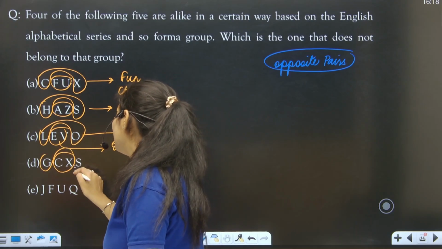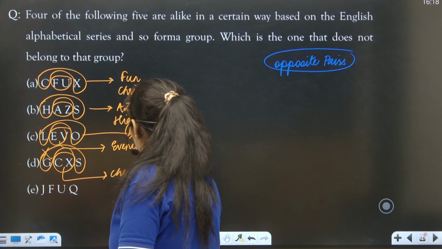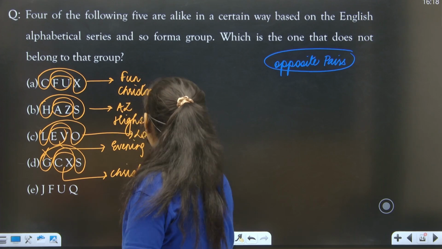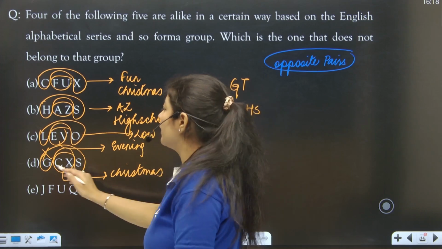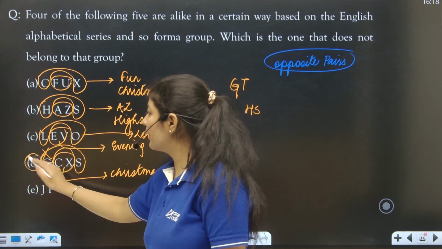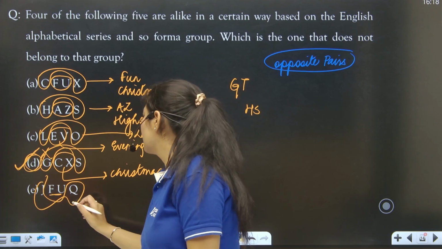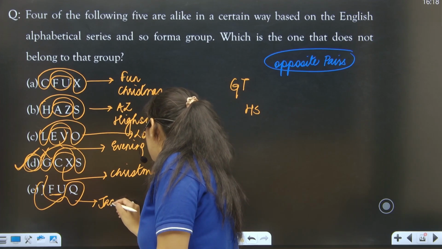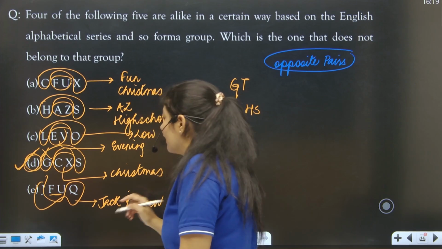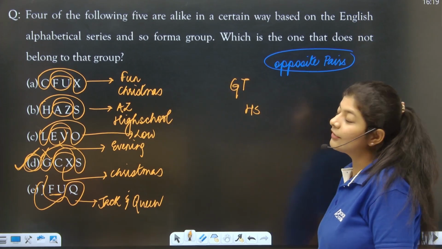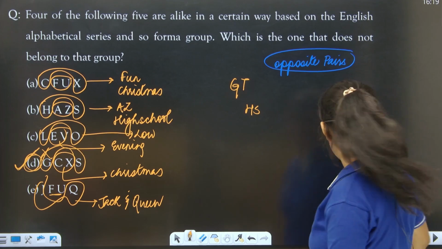CX, GS, no, GS is not a pair. Here we have CX and we have a pair GT or HS, right? So here we are not getting it. That means the odd one out over here is option number D. Here we have JQ, Jack and Queen. So basically the odd one out over here is option number D. In the rest we have the concept of opposite pairs, right? Next.